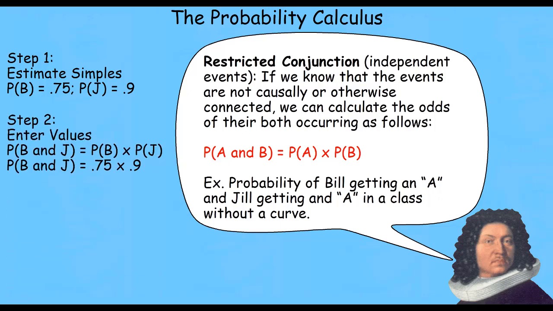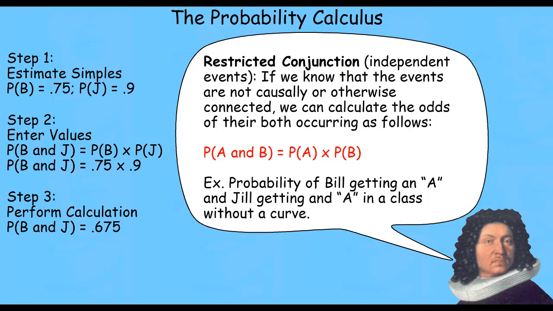Now we plug those values into our formula so that we multiply 0.75 times 0.9, and we perform that calculation, and we get the probability that both Bill and Jill will get an A in this class that doesn't have a curve. And that probability comes out to be 0.675.